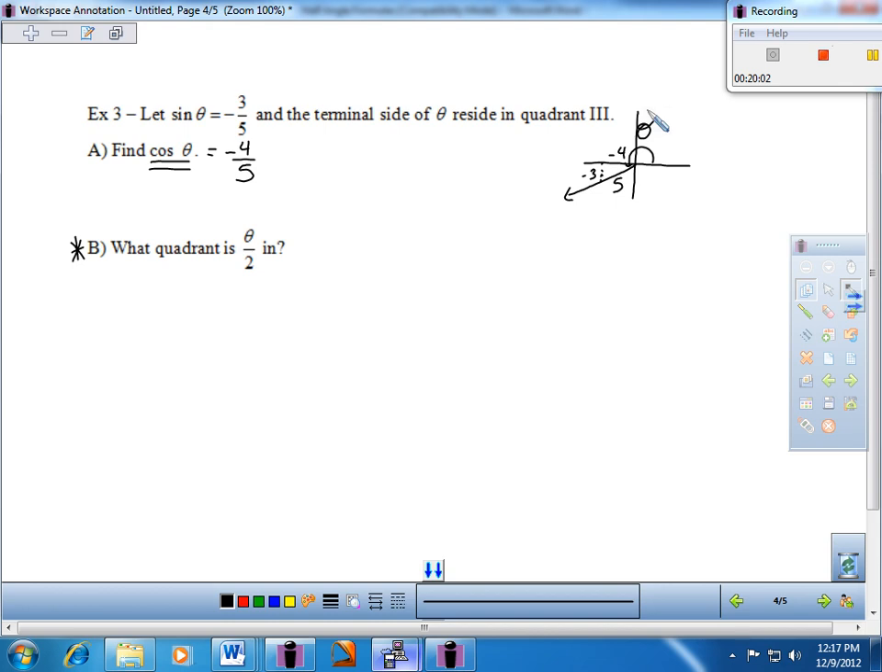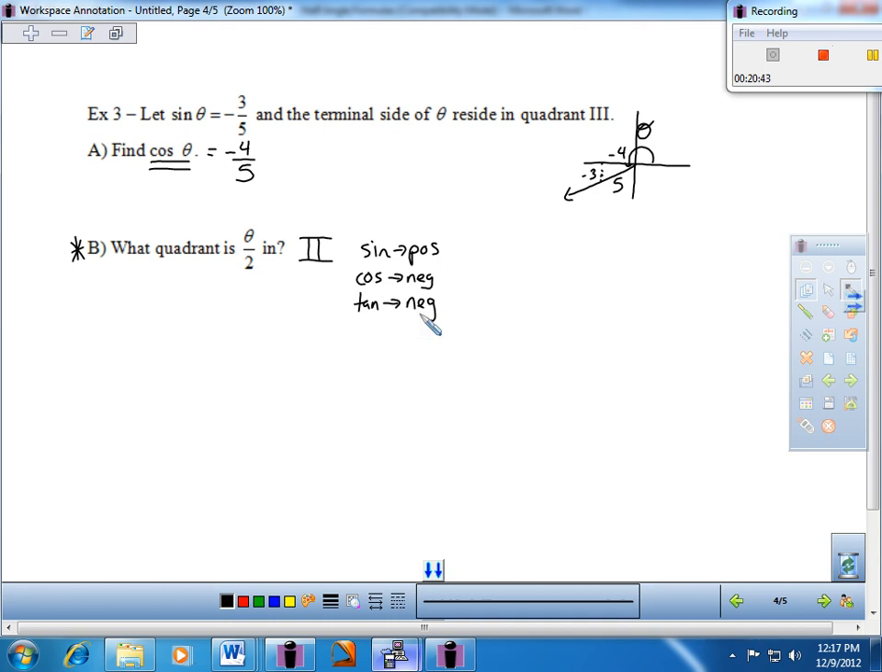Okay, good. So as a result, what quadrant are we going to be in for its half angle? And this is where that front side comes into play, everybody. All you have to do is think of the rule of thumb. If I'm anywhere in quadrant 3 and I take half of it, I would end up in quadrant 2. So the theta over 2 is going to be in quadrant 2. That means sine is positive in quadrant 2, cosine is negative in quadrant 2, and tangent is negative in quadrant 2.